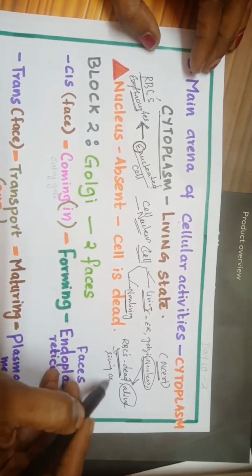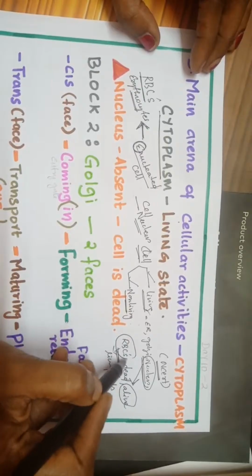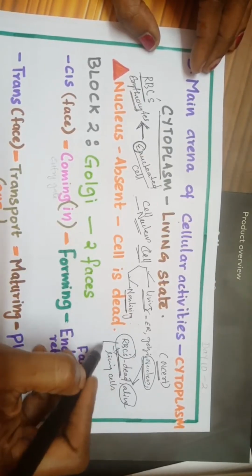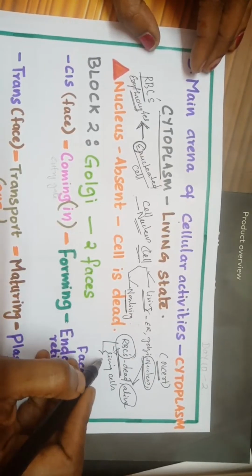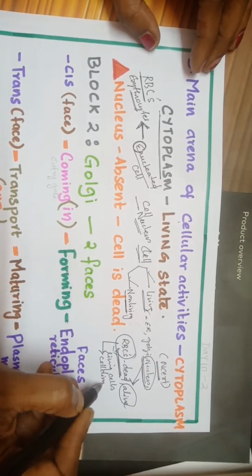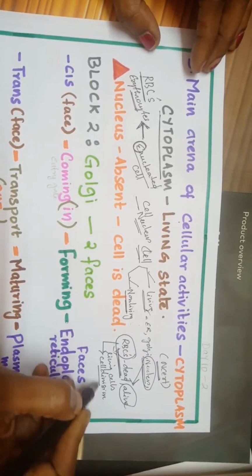They don't have a nucleus. Because of that, what will happen? They are not able to undergo cell division. RBCs cannot undergo cell division.